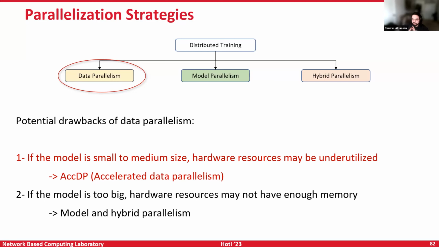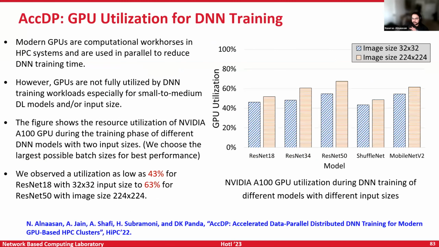Okay, so 2 limitations. If the model is small to medium size, we might be underutilizing the GPU. Or if the model is too big, then the hardware won't support that model, so we won't be able to fit the model in the memory of the single GPU. Let's look at the first case. If the model is small to mid-size, for models like ResNet 18, even ResNet 50, and ShuffleNet and MobileNet, we are underutilizing powerful GPUs like the A100 during training. So 43 to 63% utilization of the GPU.